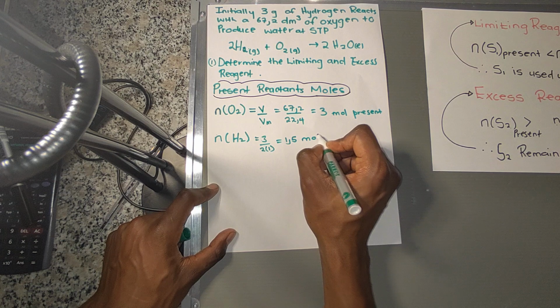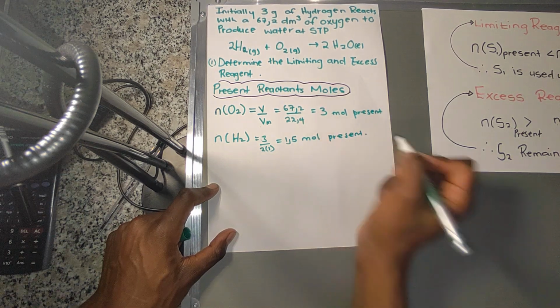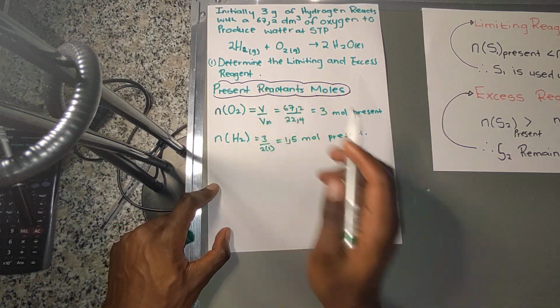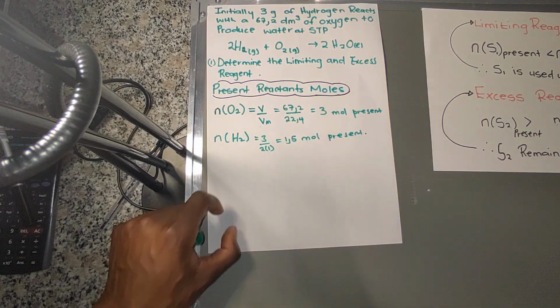It's 1.5 mole. And remember, this is simply the present amount. Okay, after we have found the present amount, we need to calculate the needed amount of each and then try to compare.